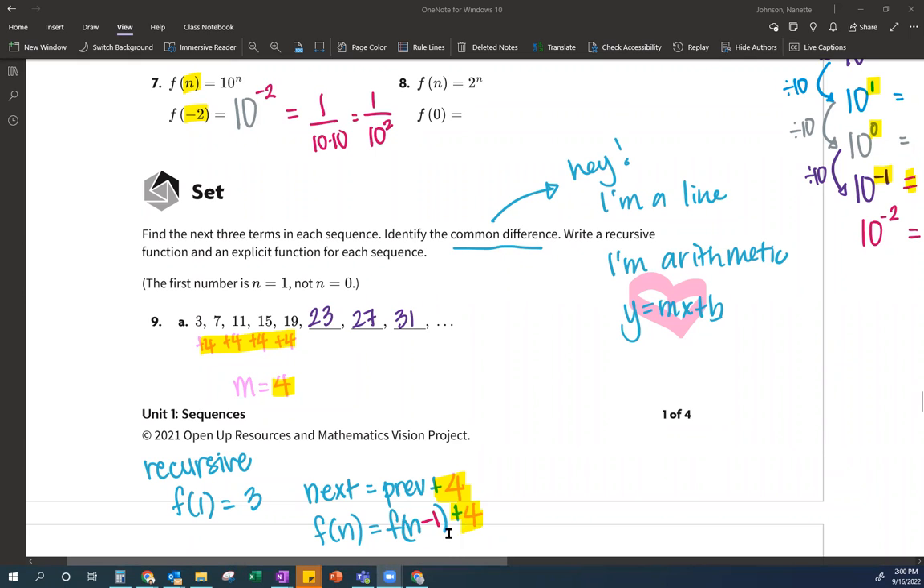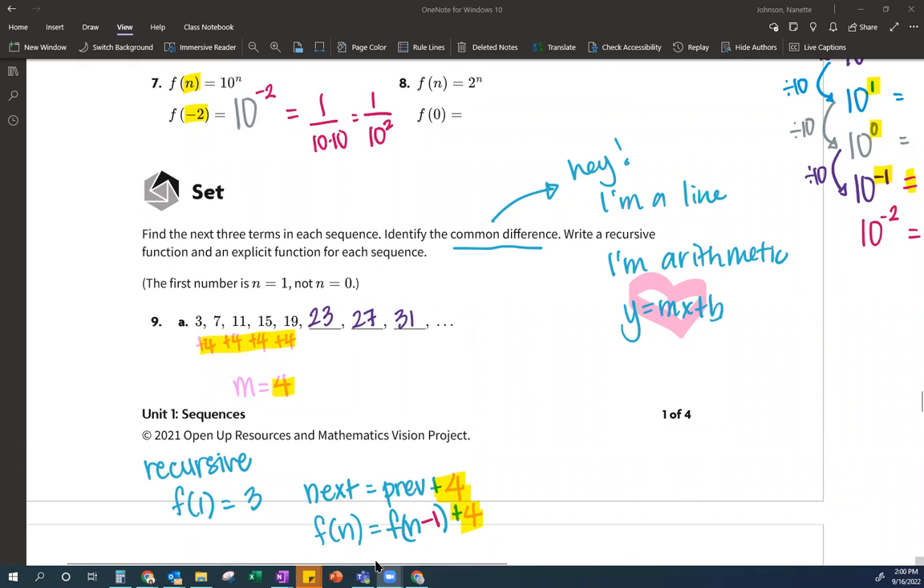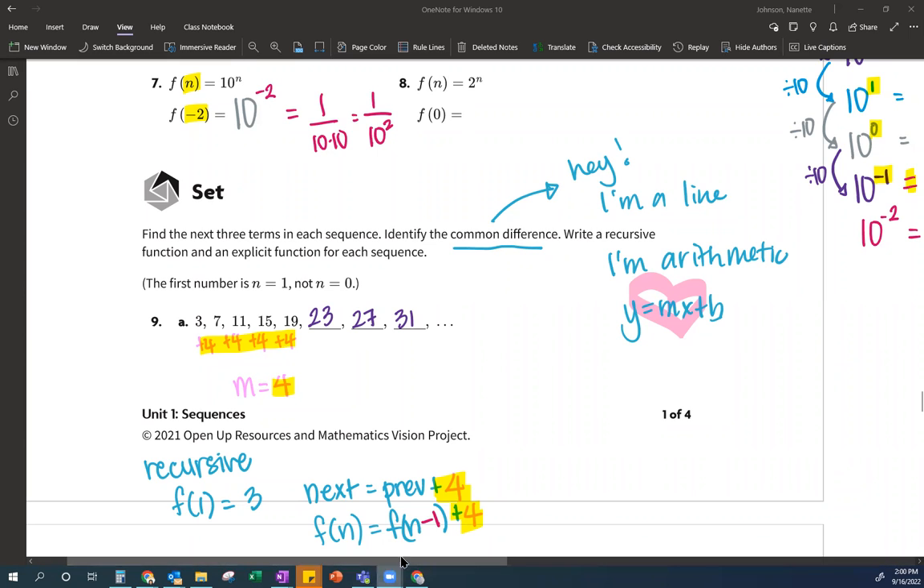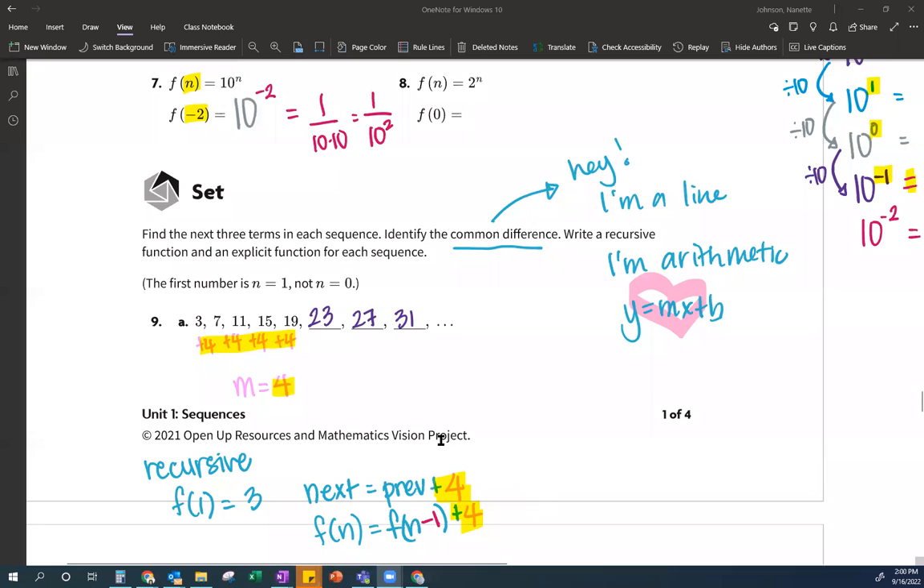So where did you get that -1, Miss Johnson? Well, that's how you talk about previous, right? What number is previous to 10? Well, it's 9. Why? Because you subtracted 1. Okay. So this is recursive. It's going to feel a little funny to write it the first time. Don't worry. Just get more comfortable. Every single time, just learn one more thing about this.